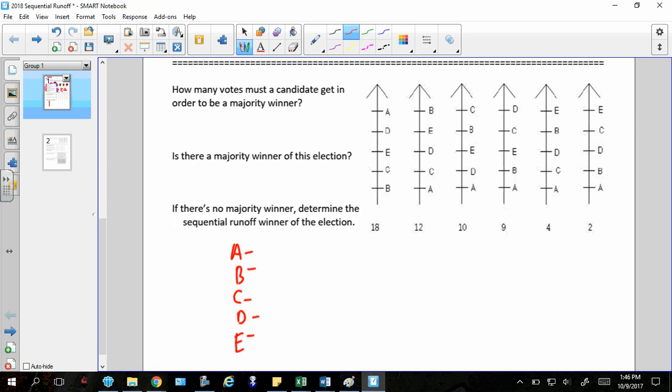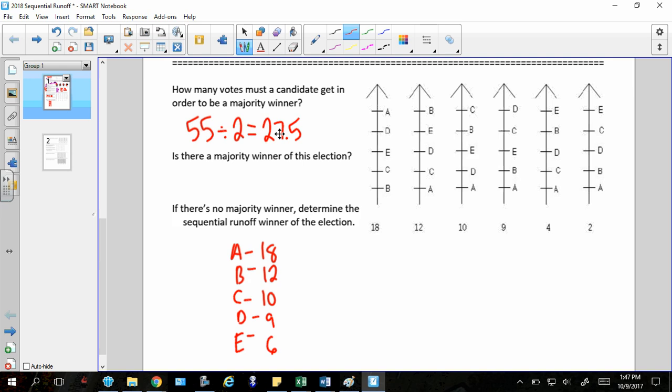And let me go ahead and get the votes on these guys. All right, there's my votes here. And you know what? The more I look at this, I'm going to have to fill this out. How many votes must a candidate get? Well, if you add everybody up, you get 55 votes. We divide that by 2. That gives me 27.5 votes.